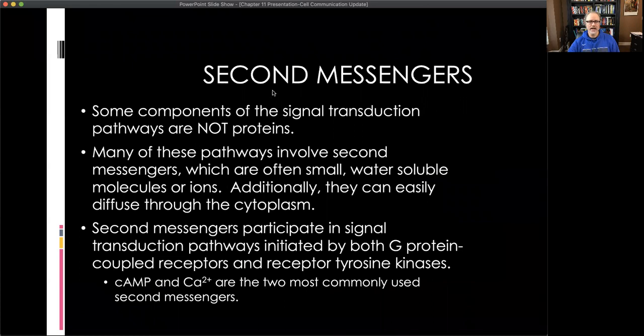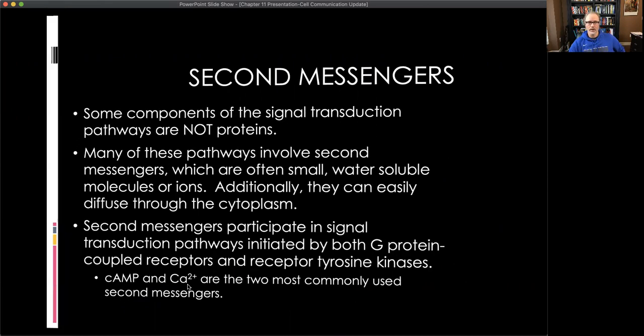So now the second class of things involved in these signal cascades are these second messengers. And these things are not proteins. These are generally small water-soluble types of molecules, ions, things like that, that can very easily move through the cytoplasm. And these participate in the signal pathways that are initiated both by tyrosine kinases and GPCR pathways. And two really common ones are cyclic AMP and calcium, okay?